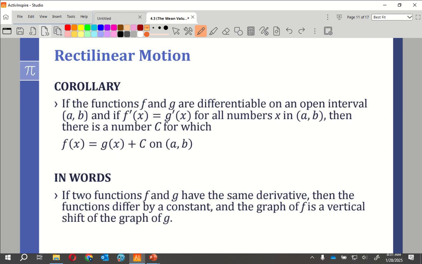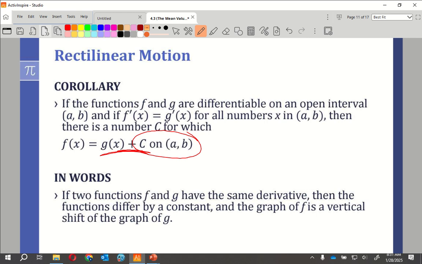If the functions f and g are differentiable on an open interval a to b, and f prime of x is equal to g prime of x for all numbers x, then there is a number c for which f of x is equal to g of x plus c on the interval. That's important, that plus c part. c refers to just some constant number. In words, if two functions f and g have the same derivative, then the functions differ by a constant, and the graph of f is a vertical shift of the graph of g.